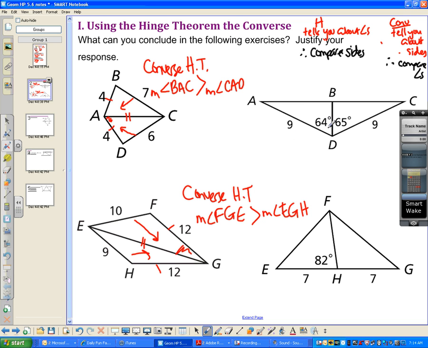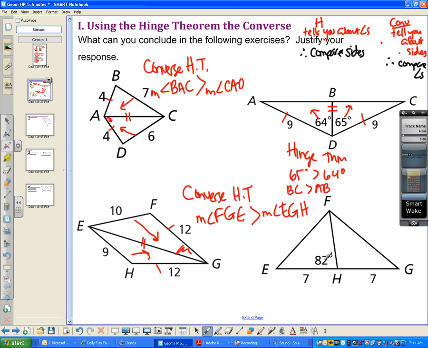Okay, let's see. This one, they tell us about the angles. Oh, sorry, do we have two congruent sides? Sorry, I'm getting ahead of myself. 9 is congruent to 9. By the reflexive property, yes, we have two congruent sides, so we can use the hinge theorem or its converse. Since they tell us about the angles, we're going to be using the hinge theorem this time. And I know 65 degrees is greater than 64 degrees, so that means side BC has to be larger than side AB.